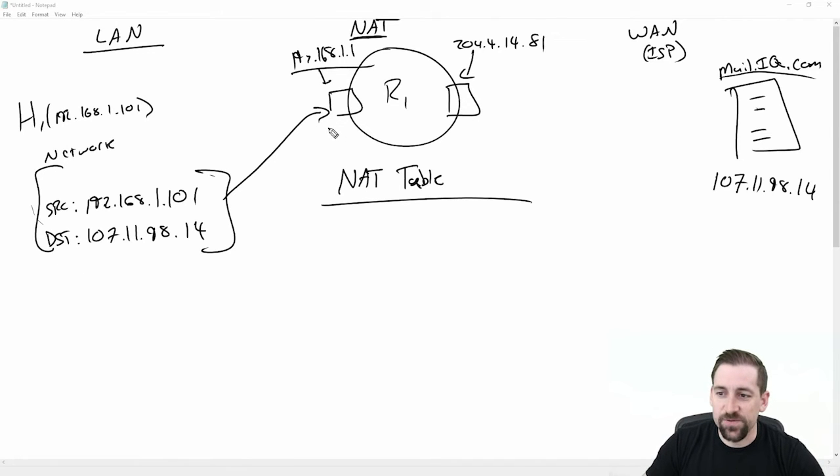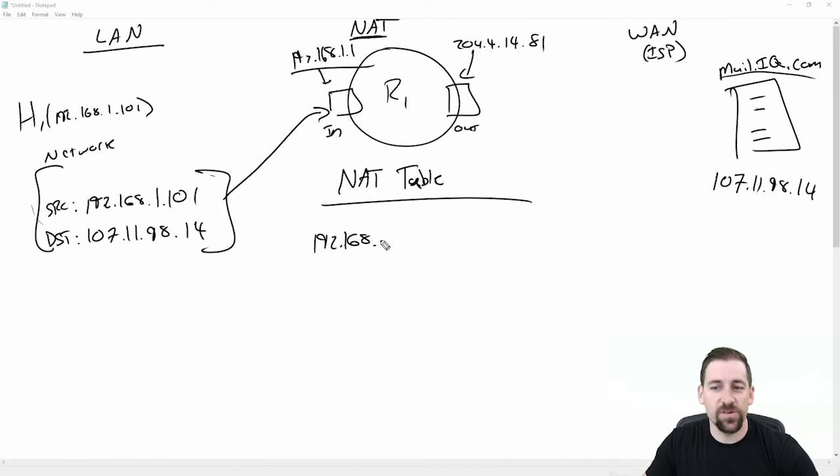And so in this case, this is the inside address, this is the inside interface, this is the outside interface. And we have a table that says translate 192.168. This is a static translation. This is the most simple case, and this is why we're introducing it.